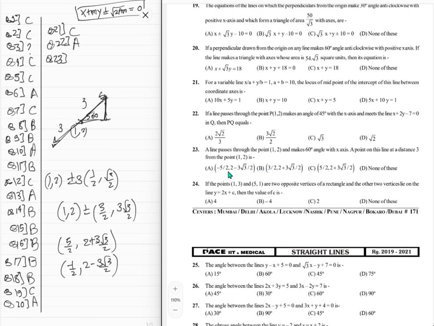So not negative 5 upon that. That's not correct. 2 plus 3 square root 3 upon 2, and 3 upon 2. No, you want 5. So C, I think, for the 23rd. Shouldn't it be C? I think it should be. Alright, next.